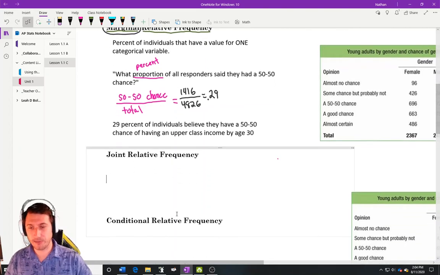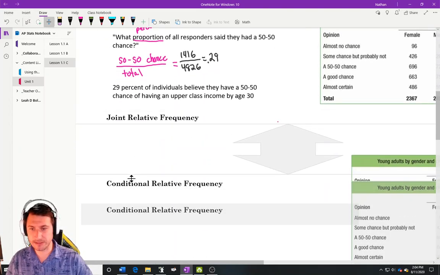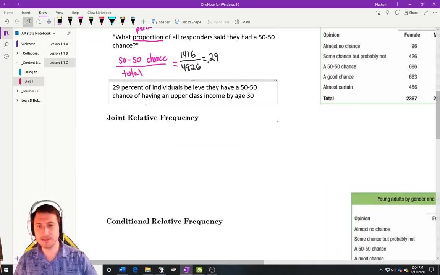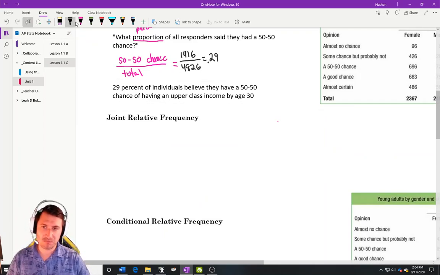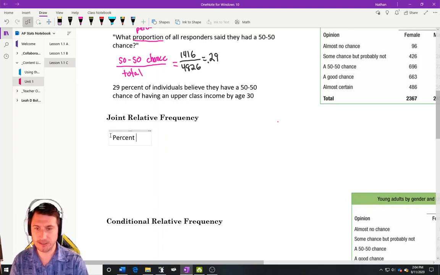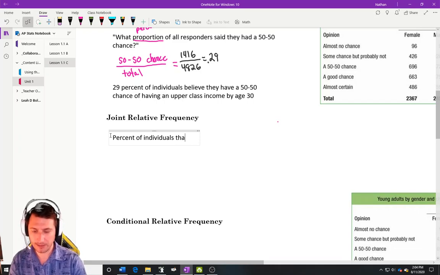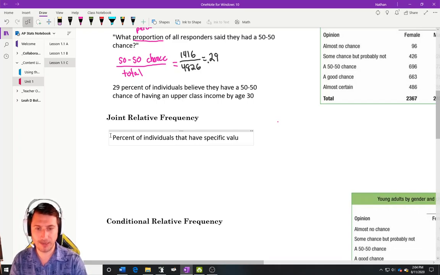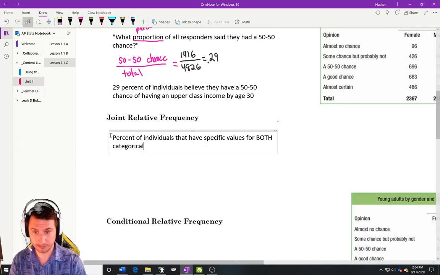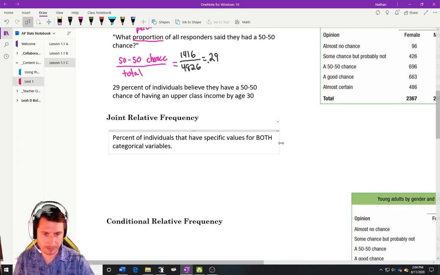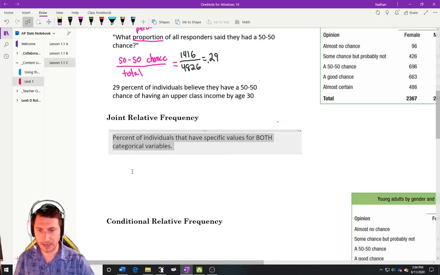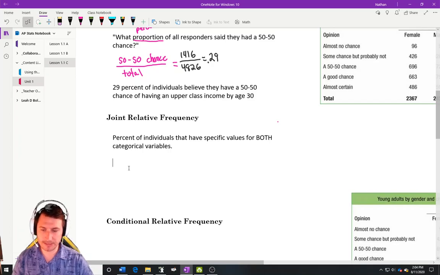All right, second one, joint relative frequency. Again, relative frequency means percent. Joint, in short, means and, two. We are looking at two together here. This is the percent of individuals that have specific values for both categorical variables. This is where people are in both categories at the same time. All right, what does that sound like? It's a pretty simple question.